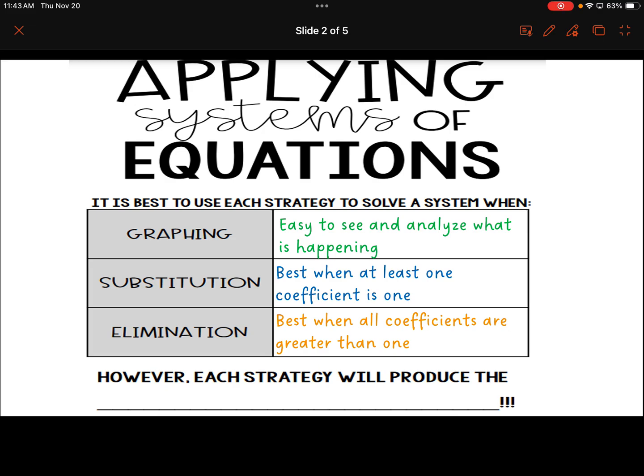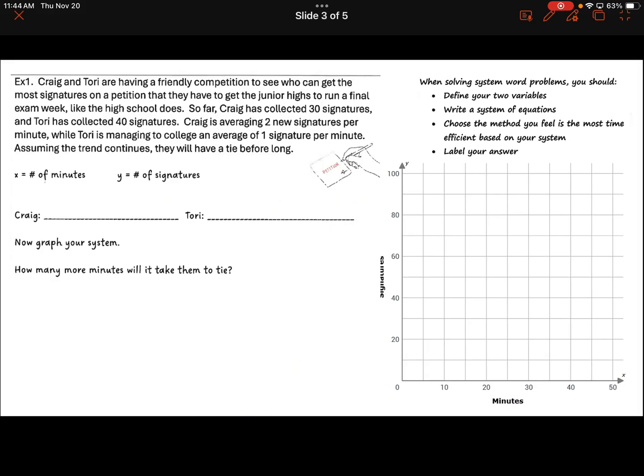Okay, so we've got ours, but I want you to make sure you understand that every strategy will produce the same solution (x, y). Whether I choose to graph the problem, use the substitution method, or use the elimination method, if solved correctly, no matter what method I use, I'm going to get the same solution. So ultimately, it is a personal preference. What method do you like to use? Which do you feel the most comfortable with? That would be a good one to go with. All right, let's go ahead and try solving 3 word problems.